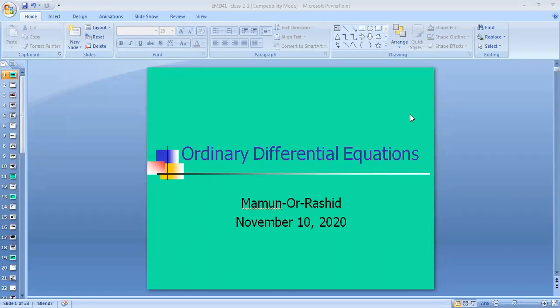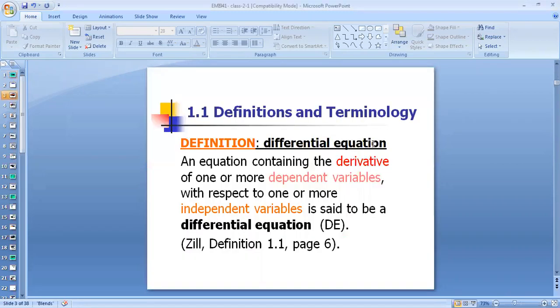Okay, today we'll study differential equations, ordinary differential equations. This is the previous lecture I am reviewing. Now, what is the definition of a differential equation? An equation containing the derivatives of one or more dependent variables with respect to one or more independent variables is said to be a differential equation.